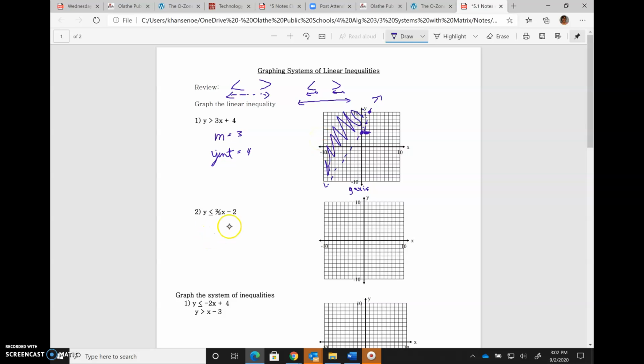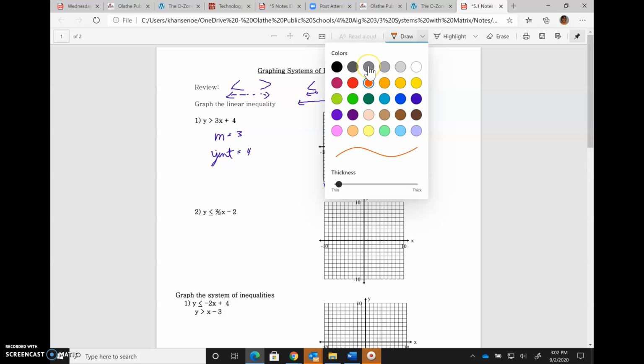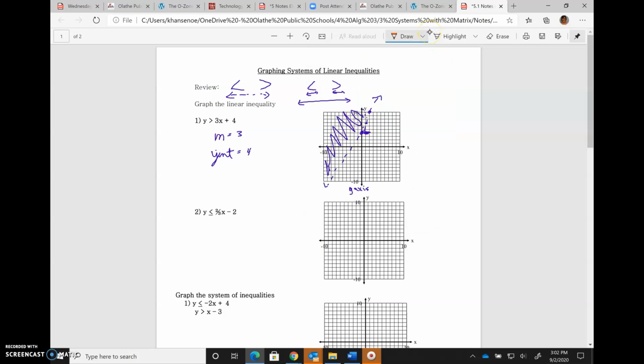Okay, the next one: slope is what? Right, 2/3. And my y-intercept is what? Perfect, -2. So then remember, I go down to 2, up 1, 2 over 1, 2, 3. Up 1, 2, 1, 2, 3. Solid or dotted line? Exactly, it's solid. Why is it solid? Exactly right, because it has a line underneath the inequality.